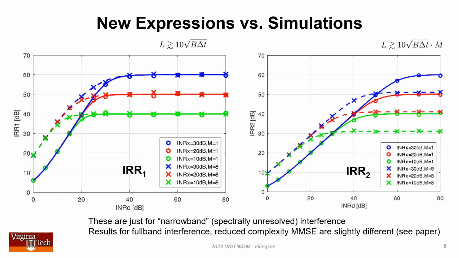Here's the same result for IRR2, which was the alternative way of defining IRR. If this is your preferred metric, and it might well be, then you see things are a little bit different. The slope on the left is different, and the result on the right now depends on the length of the filter, and not in a good way.